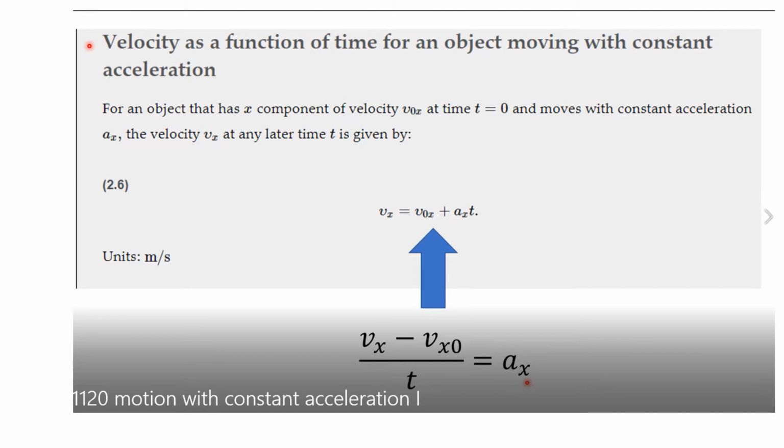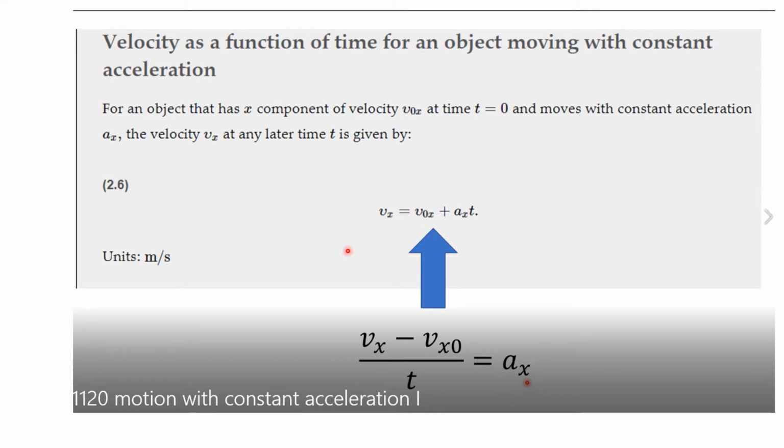We develop an expression for the velocity as a function of time for an object moving with constant acceleration. For an object that has an x component of velocity v0x at time t equals 0 and moves with a constant acceleration a sub x, the velocity v sub x at any later time t is given by v sub x is equal to v0x plus a sub x times t, and the units of this velocity will of course be meters per second.